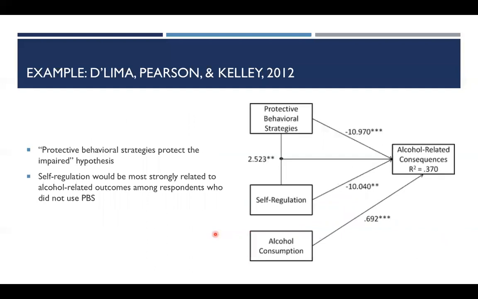So they thought, well, maybe it's not the fact that self-regulation predicts protective behavioral strategies which predict alcohol-related consequences, so a mediational or causal path. Maybe it's the fact that people who have higher self-regulation are better at using their protective behavioral strategies. So it's a slightly different idea here. They call this the protective behavioral strategies protect the impaired hypothesis.